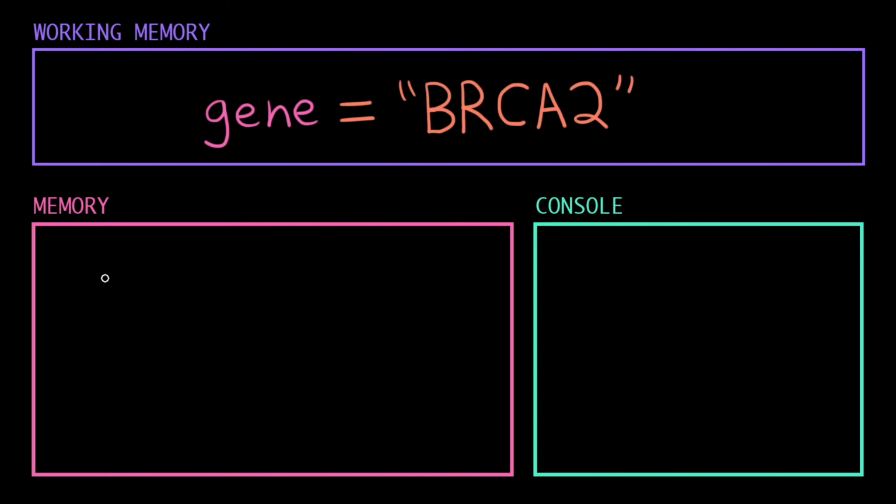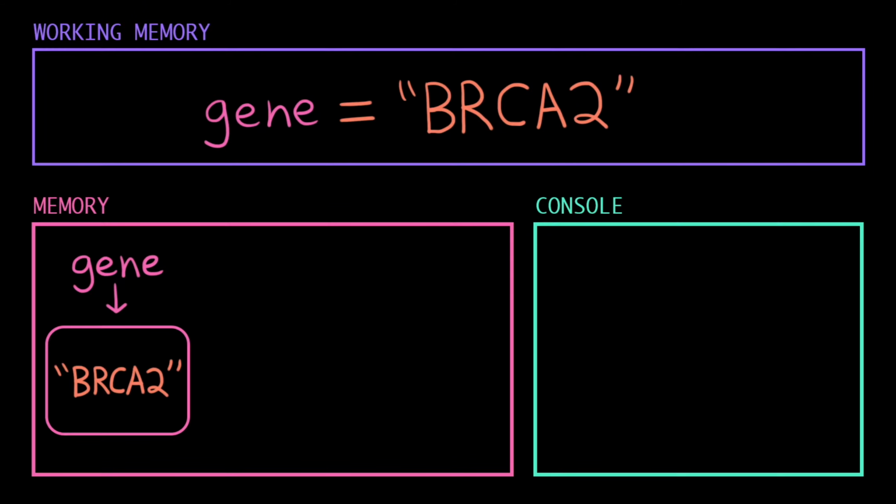Here, it looks for the name Gene, but it doesn't find it. That means it doesn't already know a Gene, it needs to create one. So, the computer allocates a new chunk of memory for this new variable. It tags that chunk of memory with the name Gene, so it can distinguish it from its other chunks of memory. Then, it takes the value on the right-hand side of the assignment operator and copies it over to that location in short-term memory. That way, it doesn't forget it when it clears out its working memory in a second.